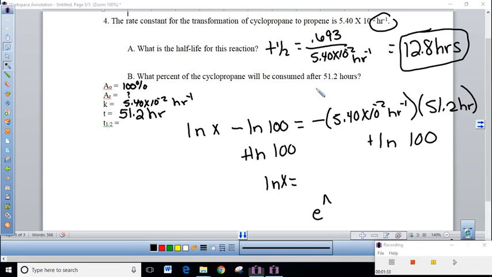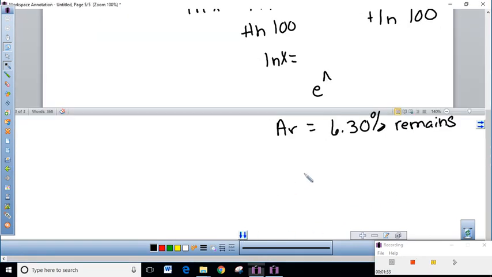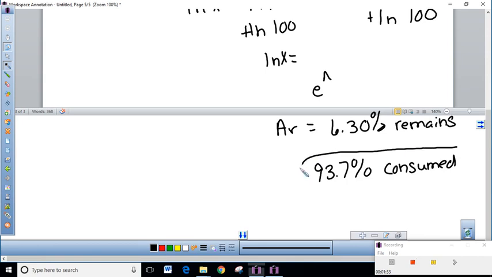The question says, how much will be consumed? If that's how much remains, is that how much is being consumed, gone? No, you would actually have to subtract this one from 100 to find out that 93.7% was consumed, disappeared, reacted, whatever word you want to use. Okay, so that's the half-life problems.